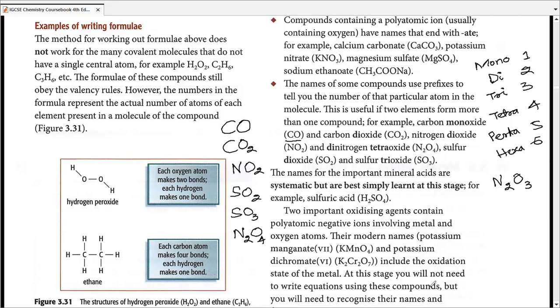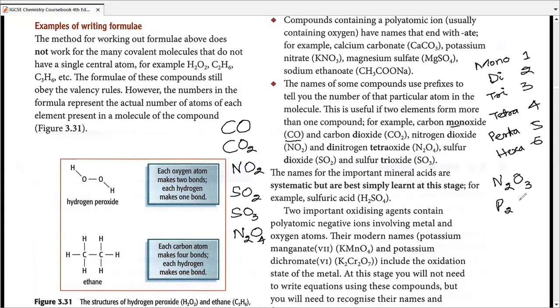Dinitrogen trioxide. Now, one rule that is similar in covalent compounds to what was there in ionic compounds is that the element on the right-hand side is also named as IDE. Only the element at the left-hand side has to keep the same name. So nitrogen is the same and oxygen is converted into oxide, and yes, you're perfect. That is dinitrogen trioxide. Okay, let's do one more example.